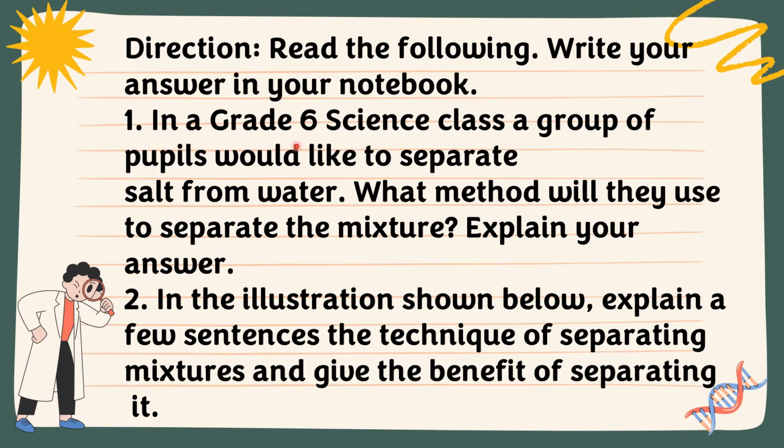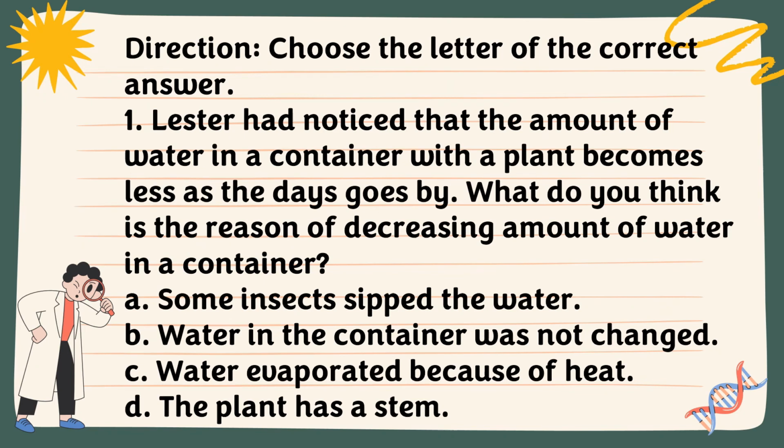Okay, number 1, in a grade 6 science class, a group of pupils would like to separate salt from water. What method will they use to separate the mixture? Explain your answer. Number 2, in the illustration given, explain in a few sentences the technique of separating mixture and give the benefit of separating it. So the illustration is drying of clothes. Okay, so you're going to choose the letter of the correct answer.